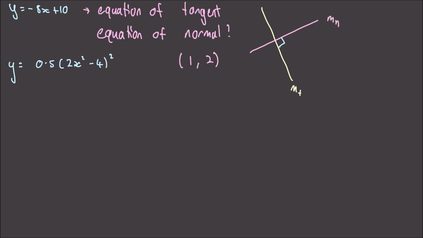And to find the gradient for this, we can just use this property that the gradient of the tangent is related to the gradient of the normal by this. So if we have the gradient of the tangent, we can find the normal using this relationship. So using our -8 value we found before, we can find out that our gradient of our normal is going to just be therefore 1/8.